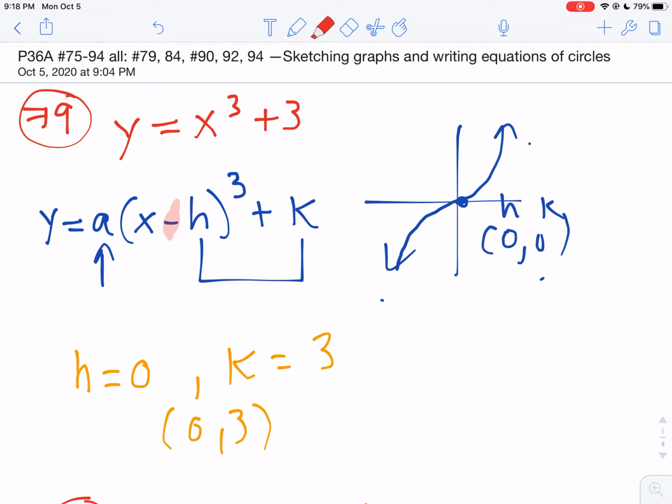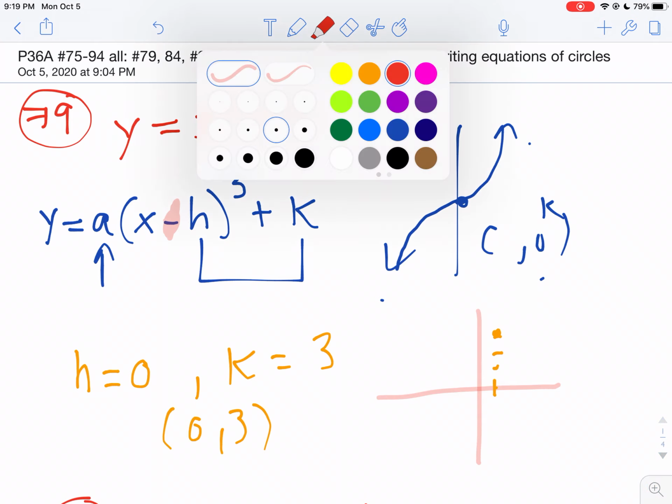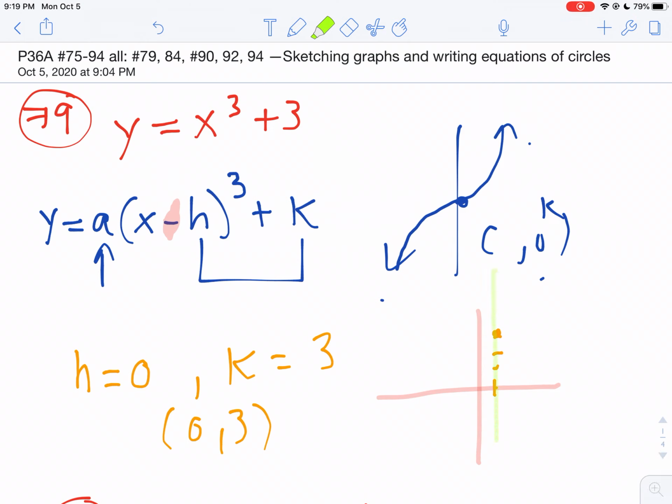If you want to quickly sketch this, all you need to do is go here and reset your new set of axes, okay? So we know that instead of this being 0, 0, you are at 0, 3, okay? So go to 0, 3: 1, 2, 3. So now I'm just going to put my new set of axes here. Oh, I should use a different color. Let me use green. Okay, so now it's right here, okay?